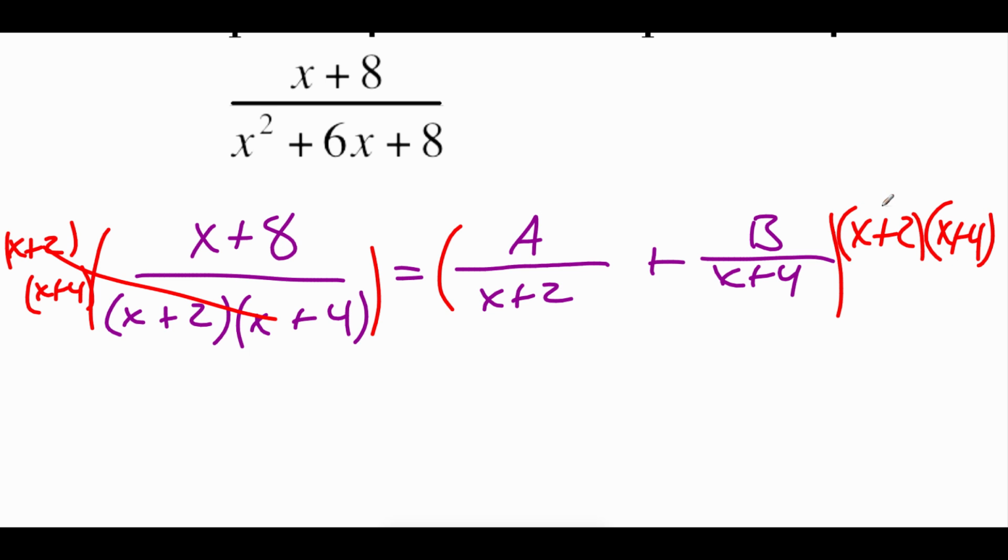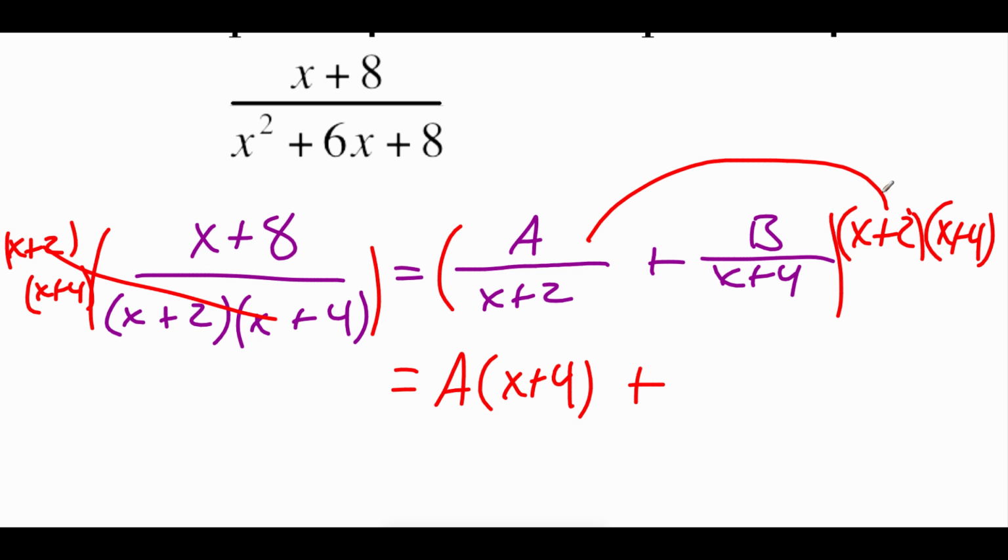And this turns into distributive property. So taking both of those things times the first fraction, those x plus 2's cancel out. So we'll have the a left over and the x plus 4 left over. If we distribute to our second fraction, this time the x plus 4's cancel out. So we've got the b and the x plus 2. Left-hand side, we've got x plus 8.